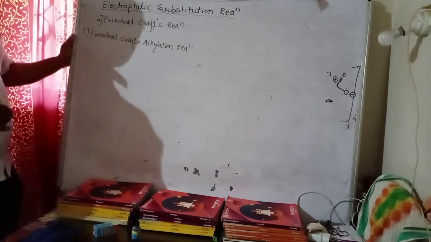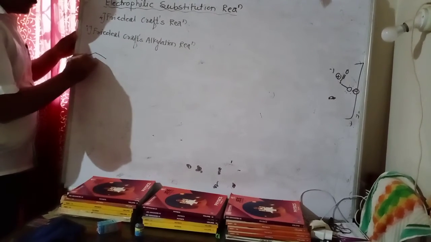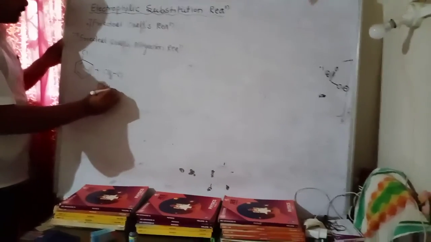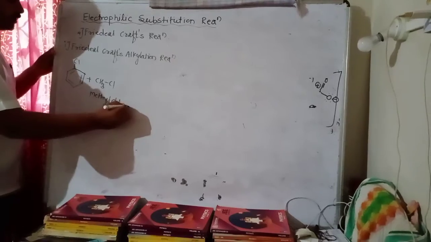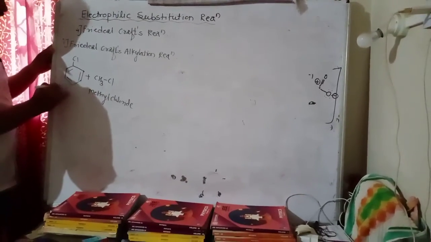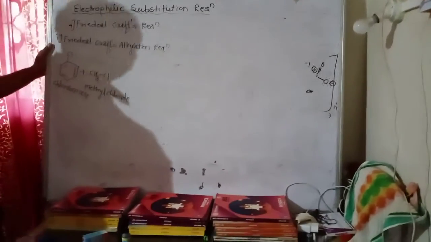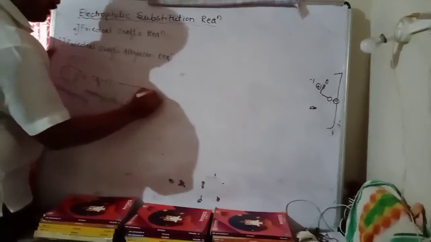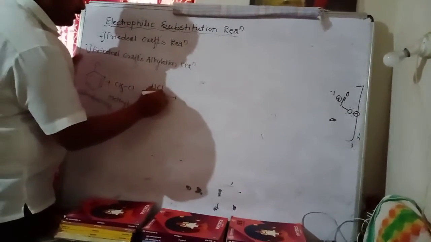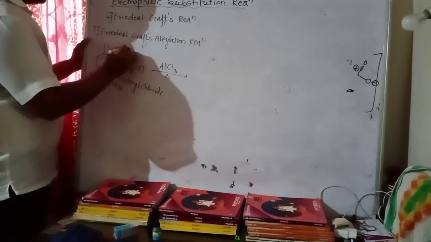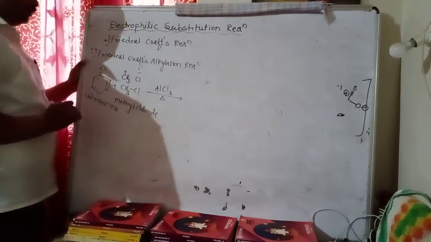What happens in the Friedel-Crafts alkylation reaction? We can write chlorobenzene treated with CH3Cl. Tell me the name of the compound. The name of the compound is methyl chloride. This chlorobenzene is treated with methyl chloride in the presence of the Lewis acid AlCl3. In this, CH3 carries a positive charge and Cl carries a negative charge.